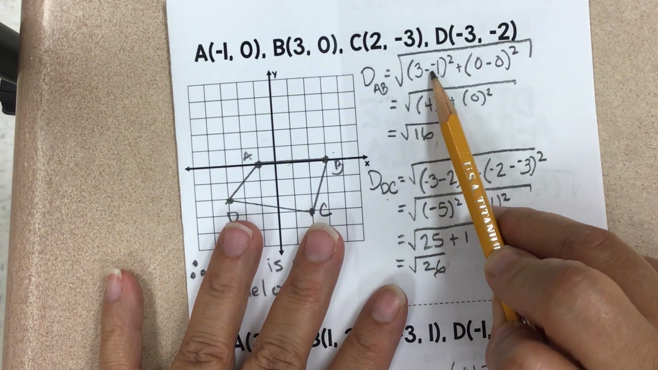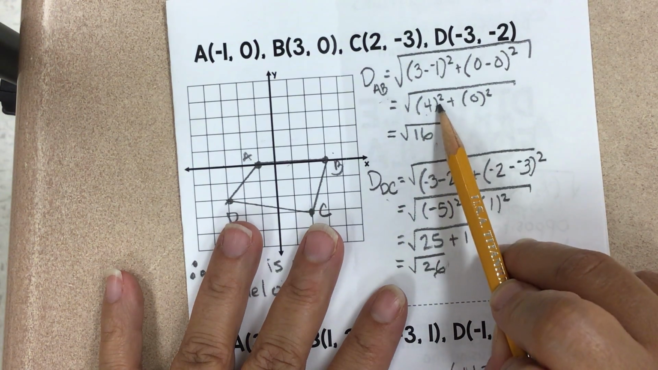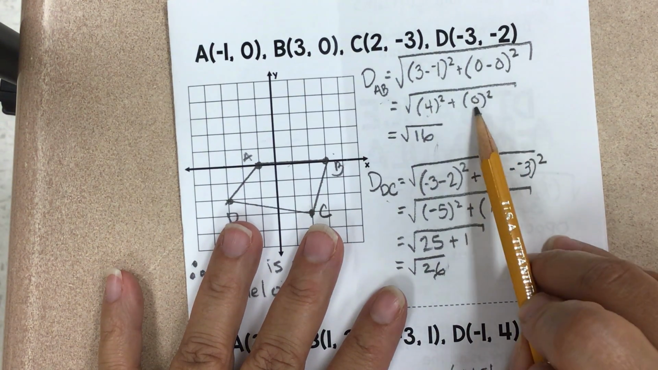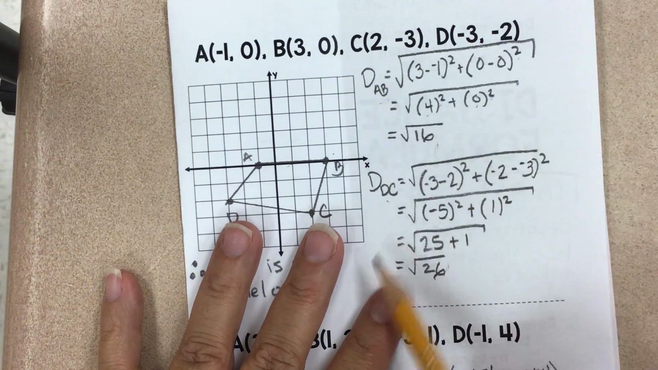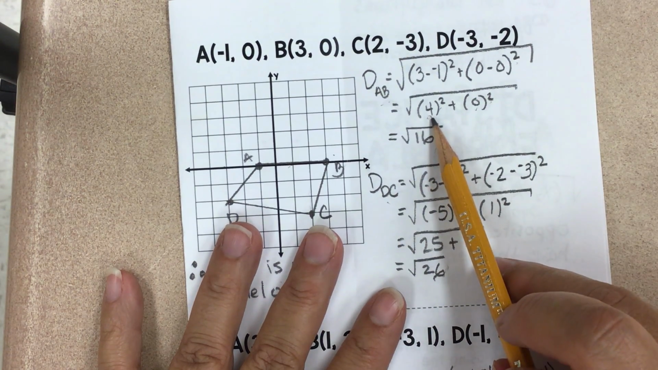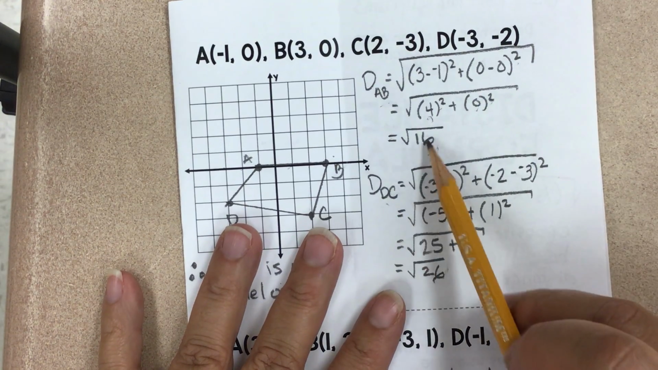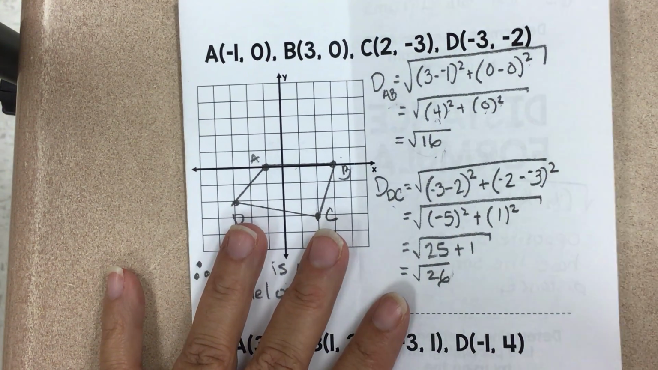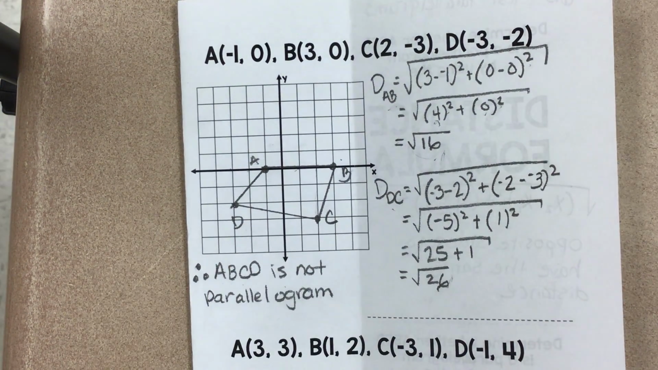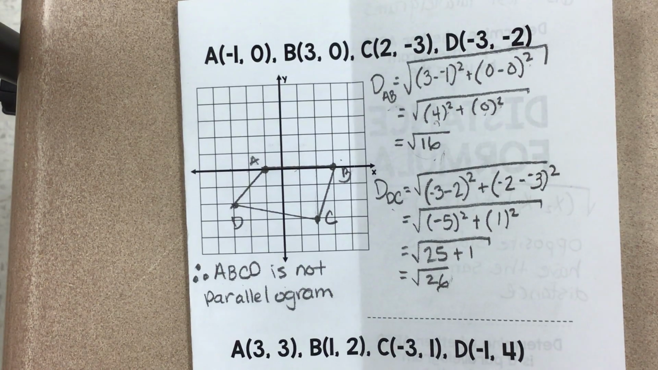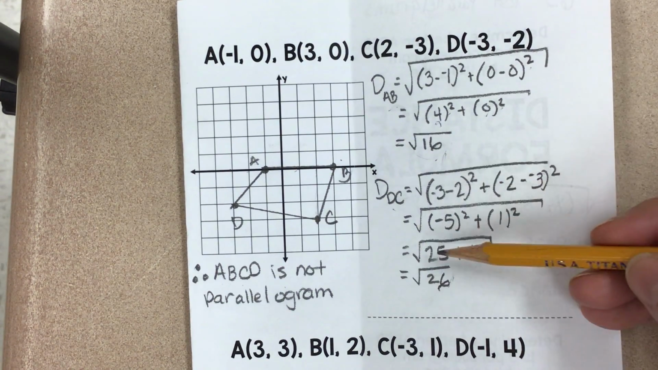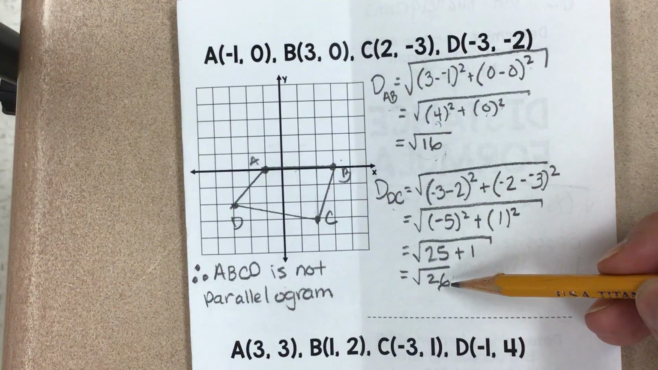Then 3 minus 1 is 4. We still have to square it. 0 minus 0 is 0, and we still have to square it. 4 squared is 16, and 0 squared is 0, and so that's the square root of 16. You can simplify this and say that it's 4, but it's not necessary. This is enough to show whether this is equal or not.